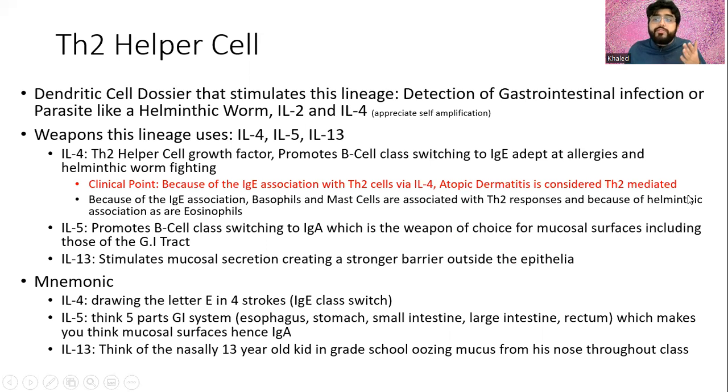Then you have Th2 cell, okay? This one is going to deal, well, let's backtrack. Dendritic cell comes into lymph node, right? And he's going to do the presentation, right? And he's going to present maybe fragments of a gastrointestinal parasite, right? And also IL-2 and IL-4. You can say, Khaled, well, what is IL-2? We saw IL-2 on the last slide. Well, again, I said IL-2 is non-specific. IL-2 is just the growth factor for NK cell and T cell in general. It's just a growth factor. So just appreciate the self-amplification.